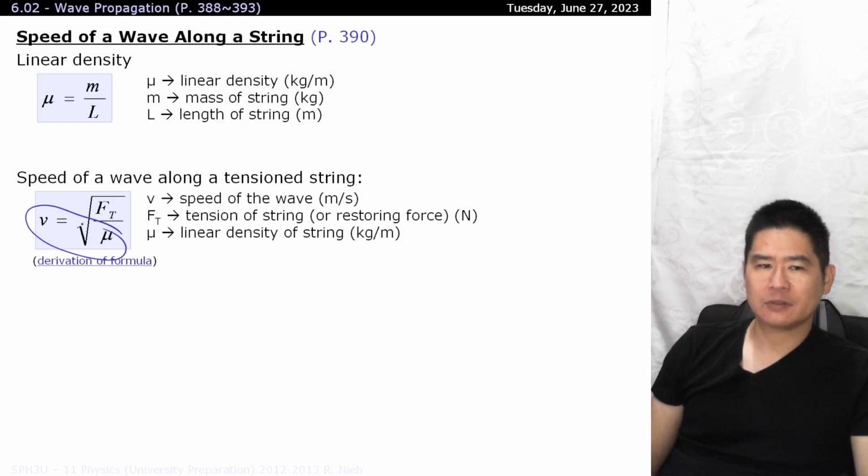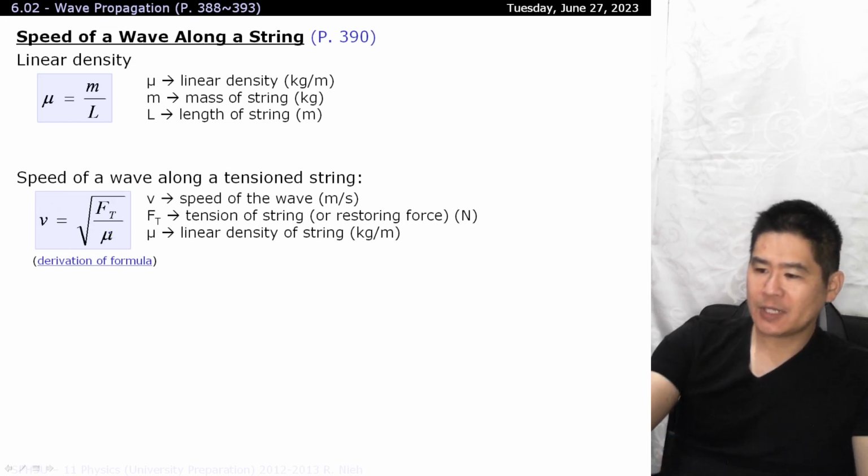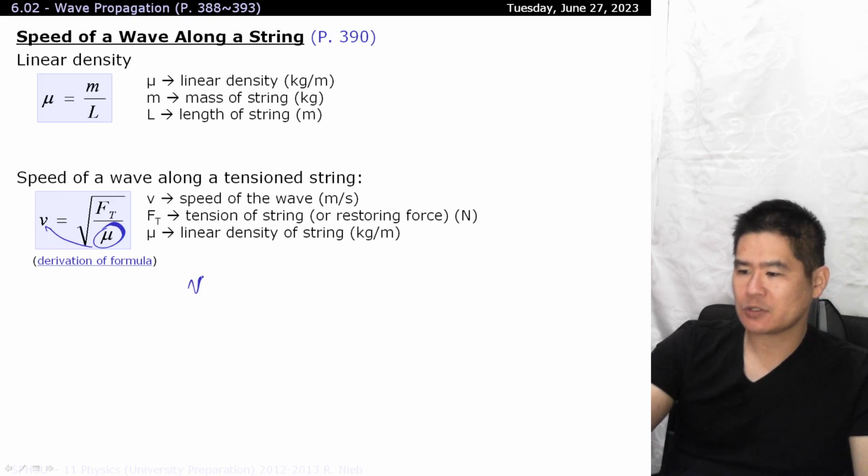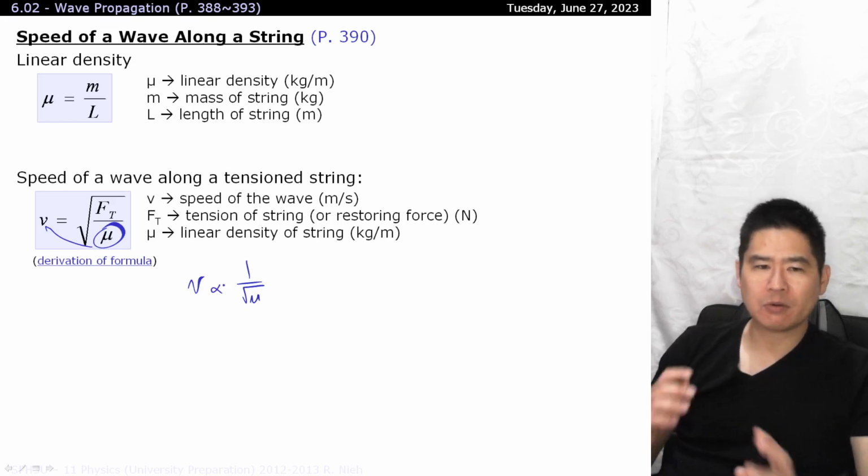You'll also notice that there's an inverse root correlation between the speed and the linear density of the string. All right. So the more dense the string is, yes, the slower it will travel. Not at an inverse correlation, but at an inverse square root correlation. So V is proportional to 1 over the root of mu, or more correctly, correlated. Mu means correlated.